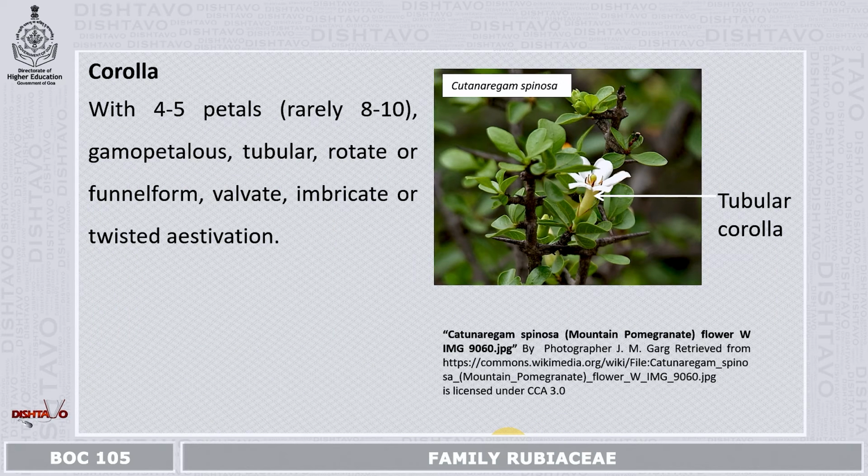Coming to the corolla characters, petals 4 to 5, rarely 8 to 10. Gamopetalous, which means the petal lobes are fused, tubular, rotate or funnel form, estivation either valvate or imbricate, or it can also be twisted. On this slide, you can see the flowers of Catunaregam species, where you can see the gamopetalous flower fused into a basal tube.